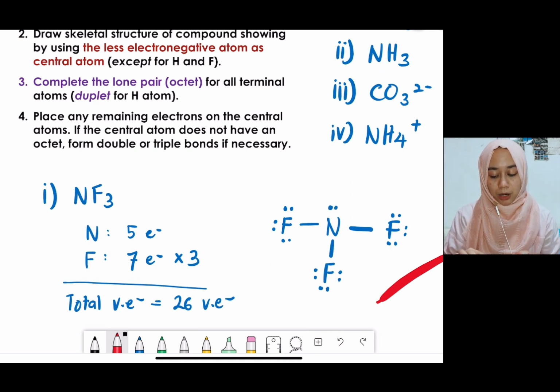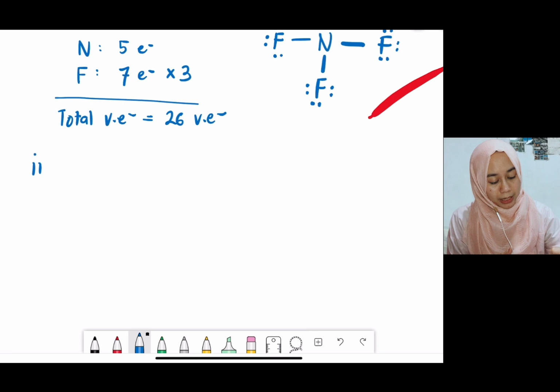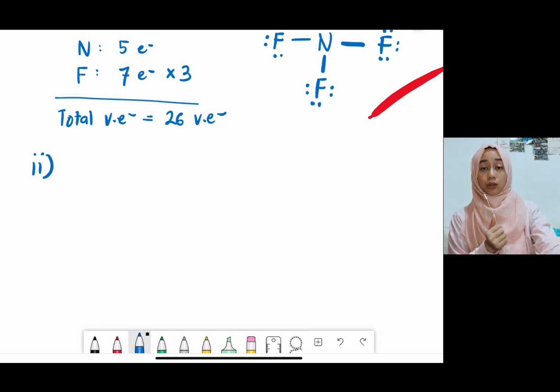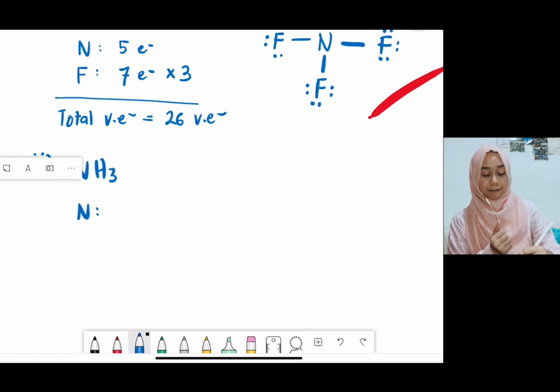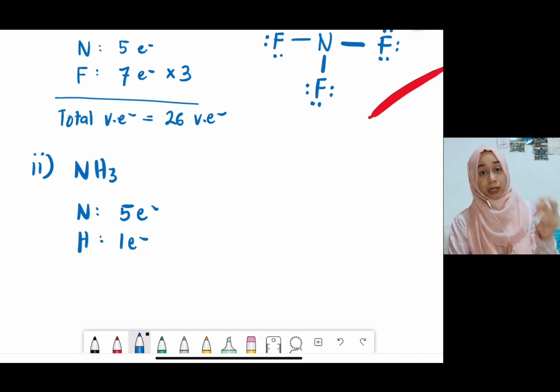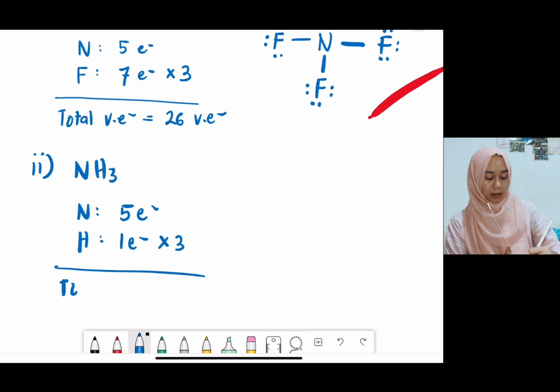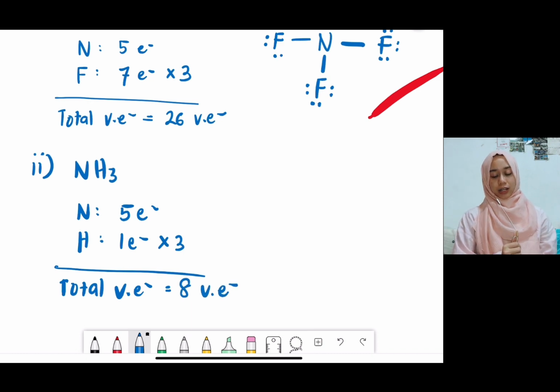Okay, and the next kita pergi pula kepada ammonia. Okay, so kita try ammonia. So first step tadi adalah untuk calculate the total number of valence electron. So untuk ammonia, kita tengok nitrogen. So nitrogen ada 5 valence electron because it is in group 15. And then hydrogen, since it is in group 1, therefore it has 1 electron. Tapi kita ada 3 atom hydrogen, so kena darab dengan 3. Therefore the total number of valence electron is equals to 8. Okay, so kita ada 8 valence electron. Okay, 8 ni senang lah ni.